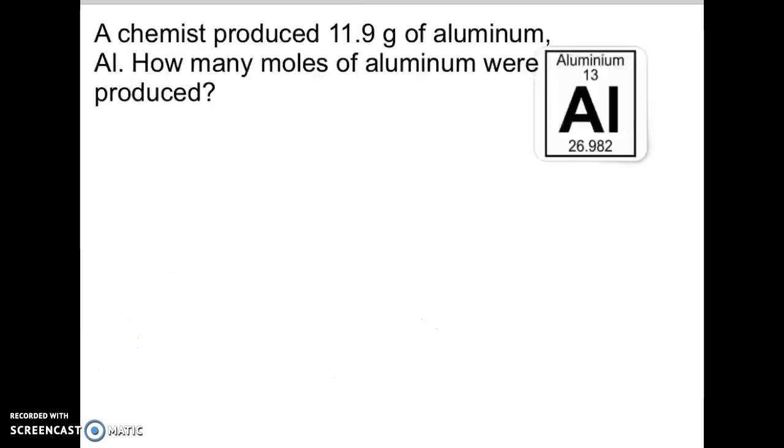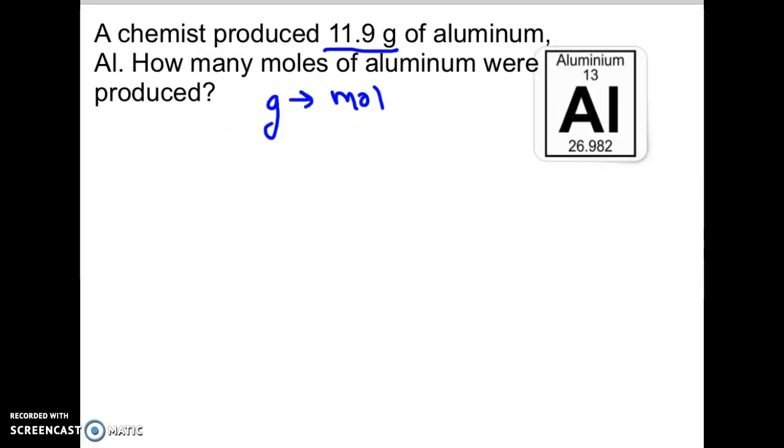Okay? All right, well, what if we had something like aluminum? And it says a chemist produced 11.9 grams of aluminum. How many moles of aluminum were produced? Well, let's think here. We're given grams. We're given actually 11.9 grams. So we're given grams and we want to go to moles. What's the relationship to get between grams and moles?